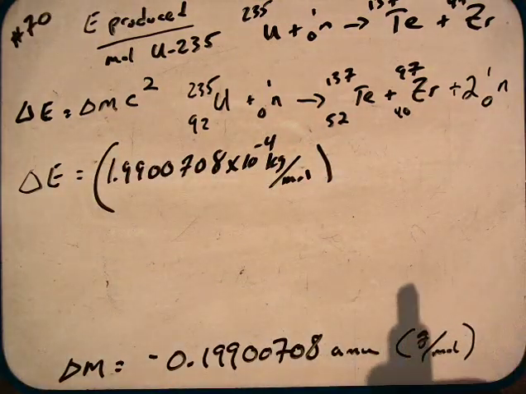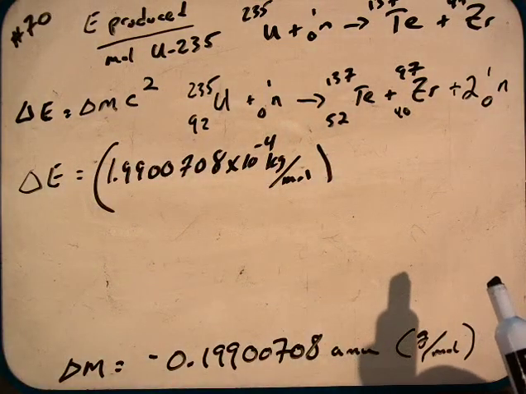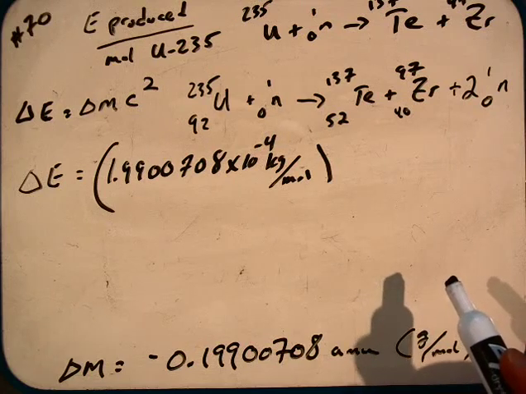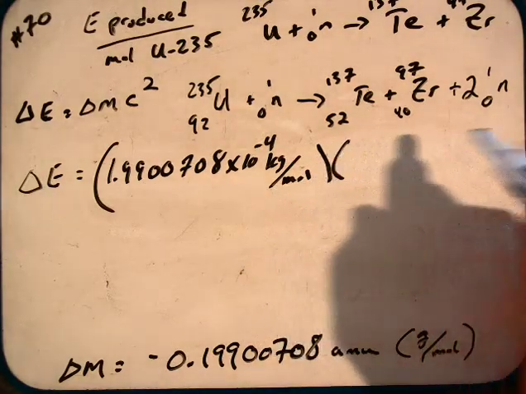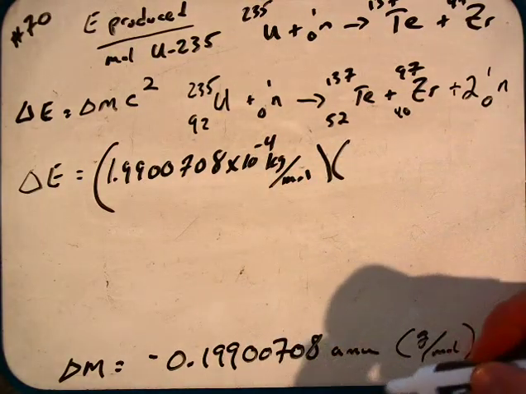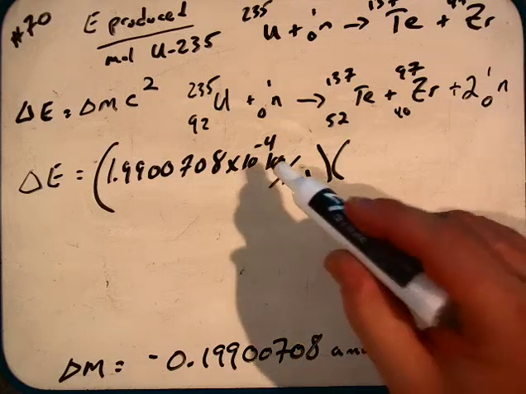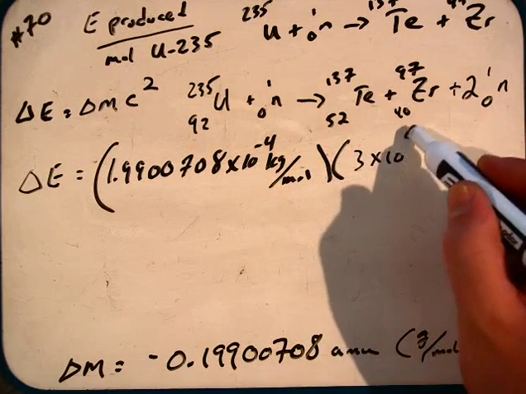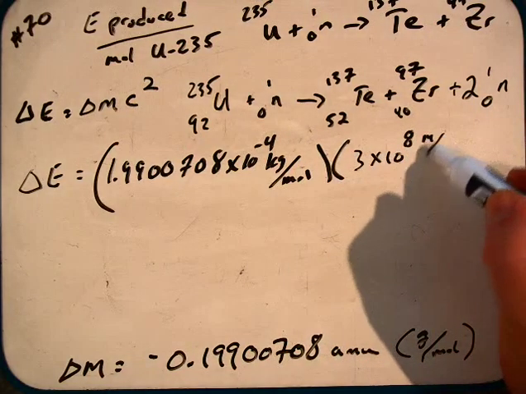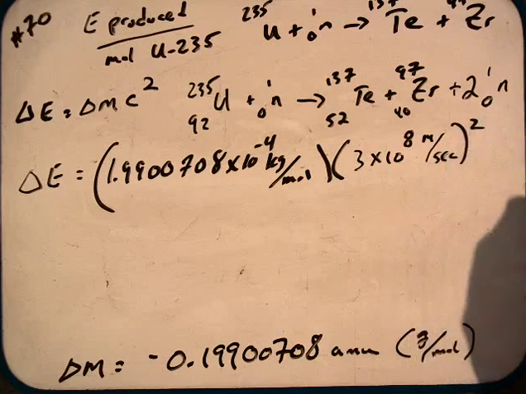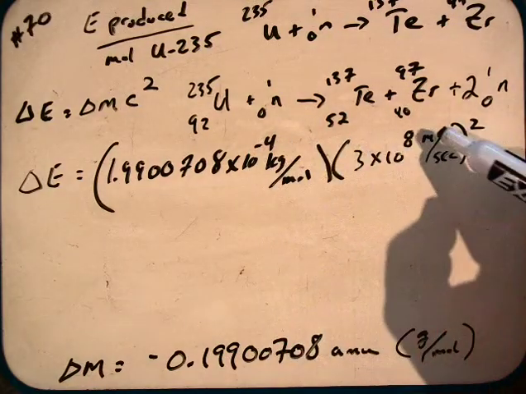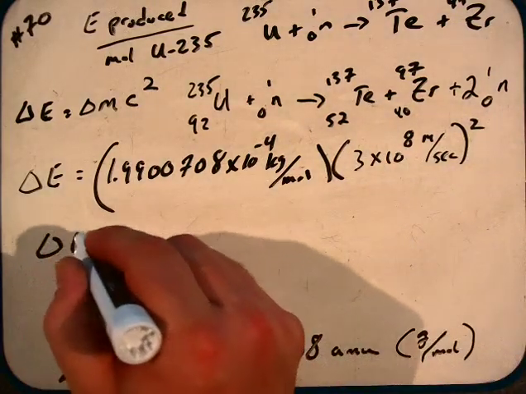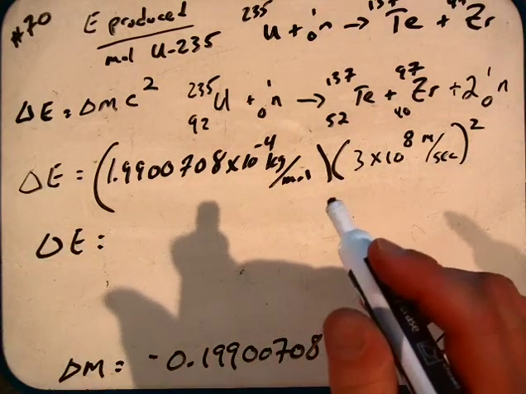This has to be in kilograms per mole, because remember, what is a joule? It's a kilogram meter squared per second squared. Right? And so that's why we have to make sure that that delta M is not in grams per mole, but in kilograms per mole. And then c, remember, is the speed of light, 3 times 10 to the 8th meters per second, that quantity squared. So kilogram meter squared per second squared is a joule. And so this gives us a value of joules per mole.